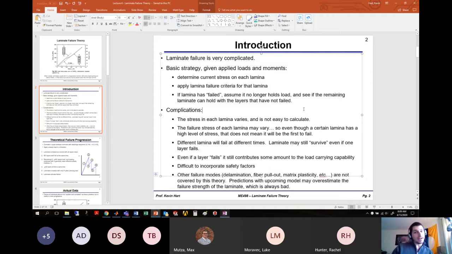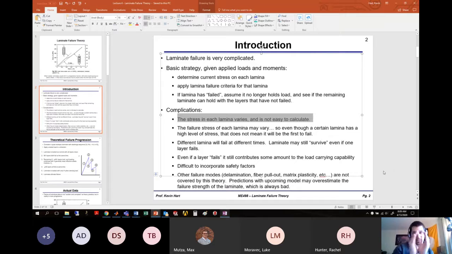All right, now why is it complicated? Oh man, is it complicated. Reason number one is that the stress in each lamina varies and it's not particularly easy to calculate. So we can make an approximation for what the strains are and then relate the strains to the stresses. But man, that's a gross simplification. All right.